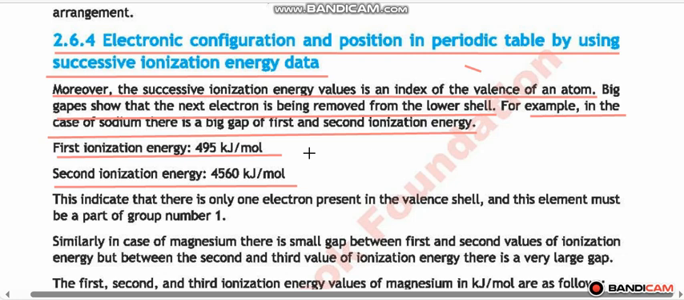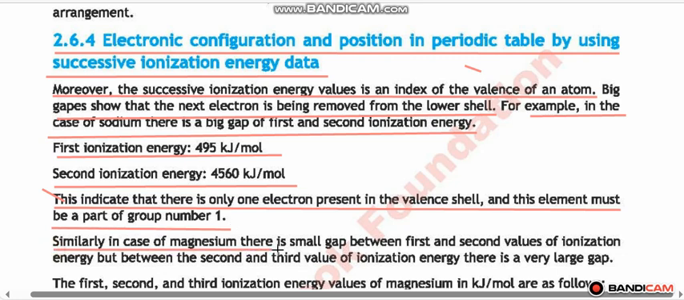Hence, we can say that the valence electrons in sodium are equal to only 1, because the first electron is removed easily and the second electron is removed with very much difficulty. This indicates that there is only one electron present in the valence shell, and this element must be a part of group number 1 of the periodic table.